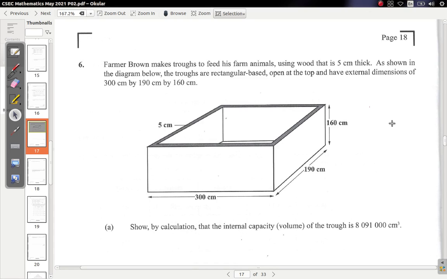Question 6 we reach now. We'll look at the CSEC Mathematics, May 2021, past paper. Question 6 says, Farmer Brown makes troughs to feed his farm animals using wood that is 5 centimeter thick.